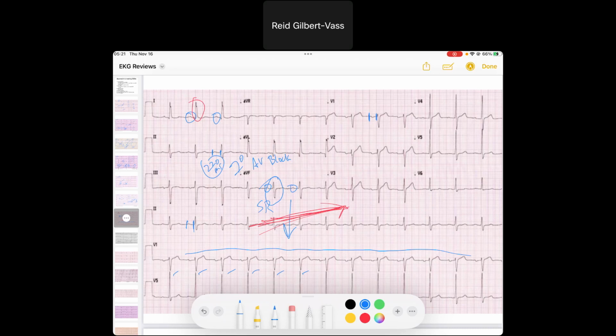I'm not going to go more in depth into what we see maybe with the QR in lead 1, the RS in lead 3. And so, yeah, maybe first degree AV block.